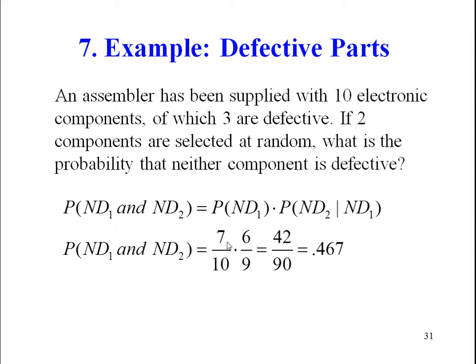Now, what's the probability that it's not defective on the second when we took one out? So now one non-defective one is taken out. So now we have 6 non-defectives out of 9 components, right? One chip was taken out as well. So the probability of not defective on the second, given not defective on the first, is 6 out of 9. So we multiply those across, and we get our answer, about 47%.